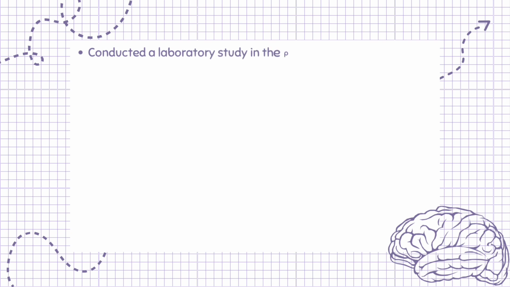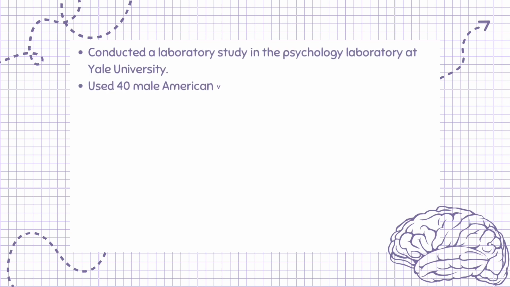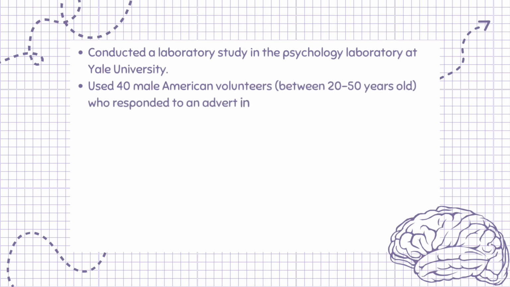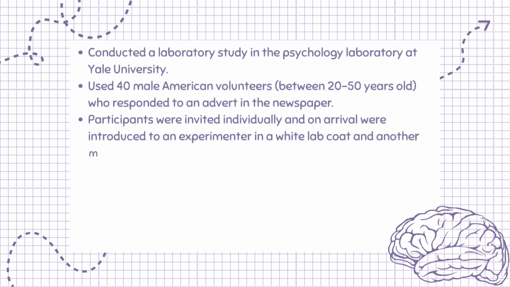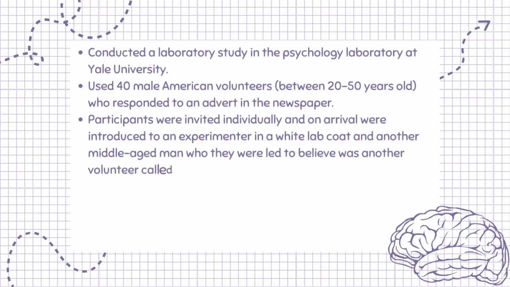Milgram conducted a laboratory study in the psychology laboratory at Yale University. He used 40 male American volunteers, between 20 and 50 years old, who responded to an advert in the newspaper. Participants were invited individually and on arrival were introduced to an experimenter in a white lab coat and another middle-aged man who they were led to believe was another volunteer called Mr. Wallace, when in truth he was a Confederate.